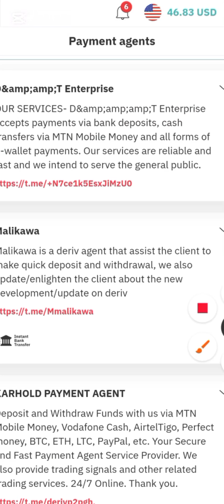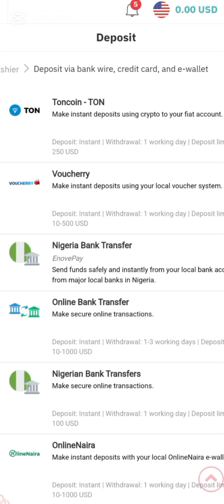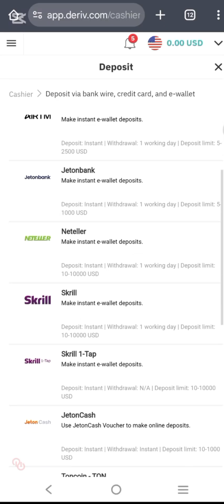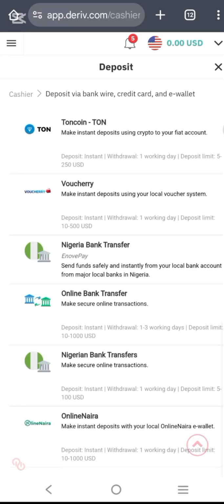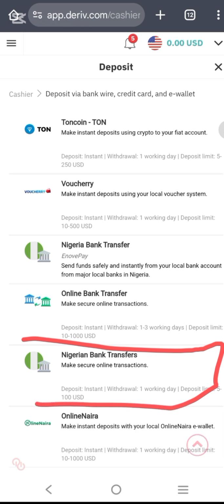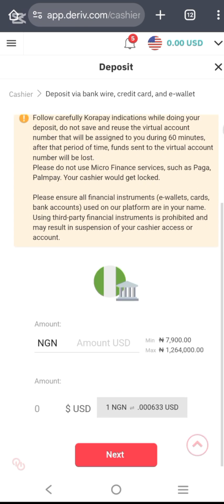So without wasting much of your time, let me now introduce you to the fastest method to fund or withdraw your money in Deriv.com. First, you need to click on the cashier, click on deposits, and then come over to this place and select Nigerian bank transfer. If you are in Nigeria, you can also select any other one that suits the country you are in.